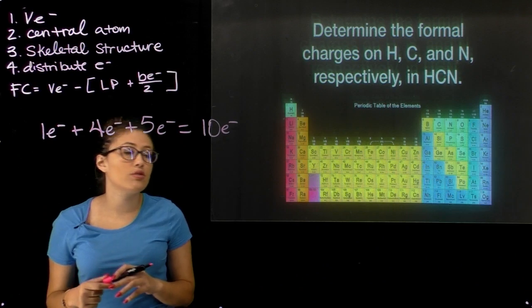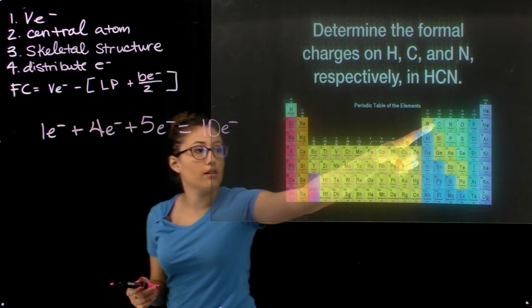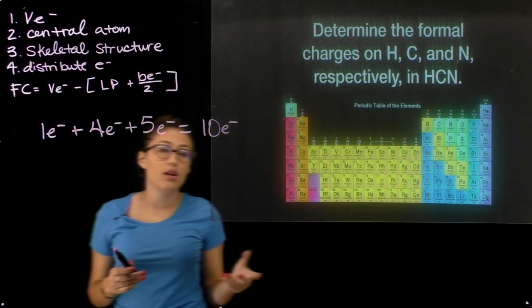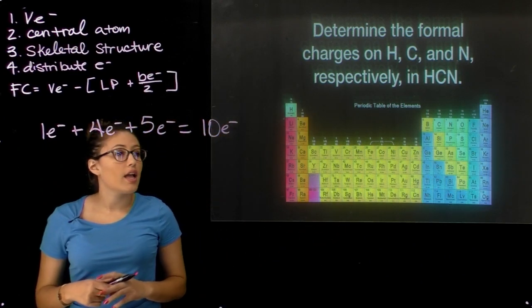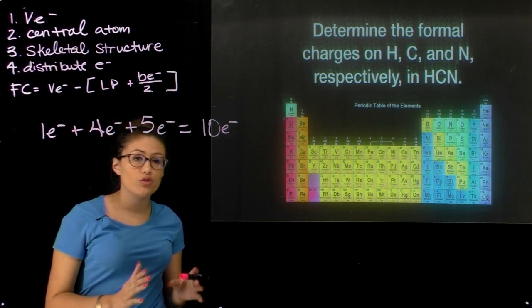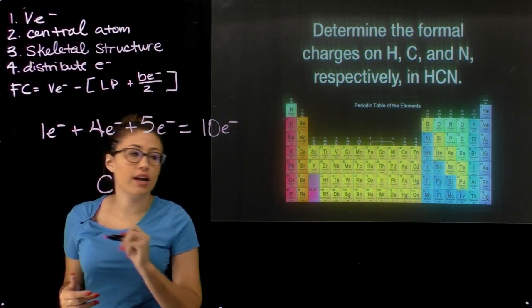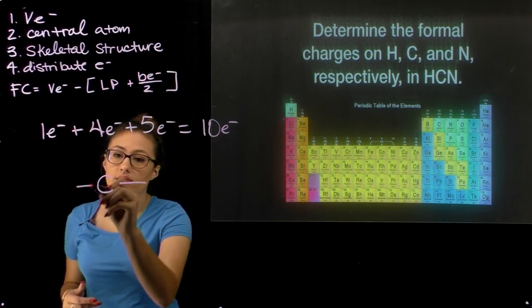We then have to identify the central atom. In this case, carbon is going to be our central atom. It's important to note that hydrogen will never be a central atom. It will always be bonded to the central atom. So we've identified our central atom. Let's go ahead and draw our skeletal structure.